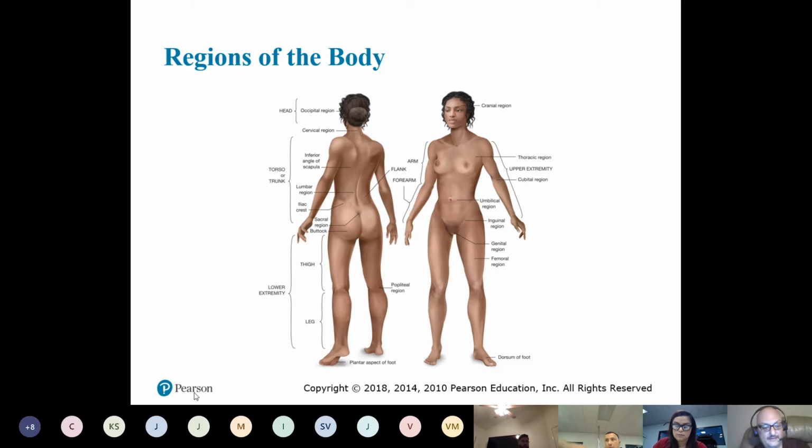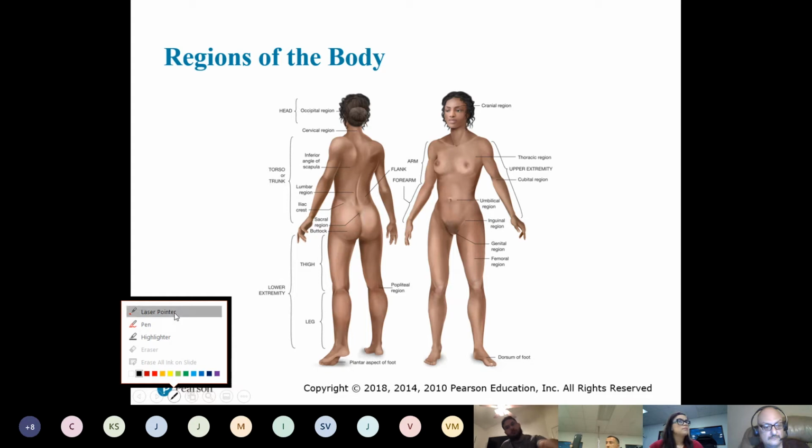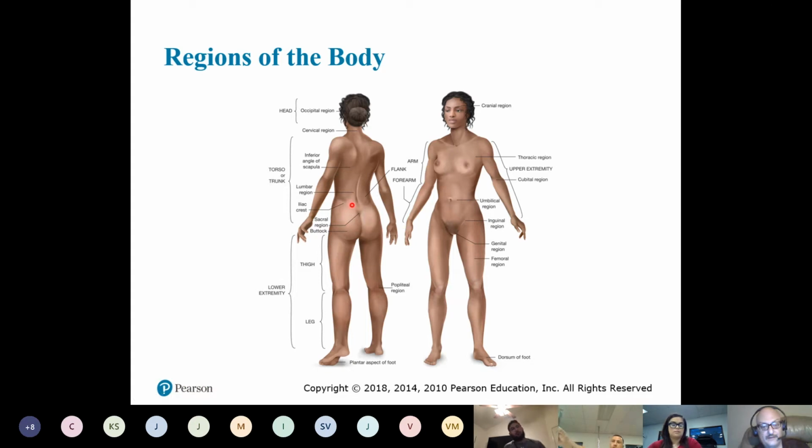Now, right in here, let me get my laser pointer so you don't think I'm doing anything hokey. All right, so this is your lumbar region right here. Now you see this right here, it says iliac crest. The iliac crest is the pelvic bone. So that bone you feel, where really skinny models have that bone sticking out, up in the pelvis, that's your iliac crest. So right in here.